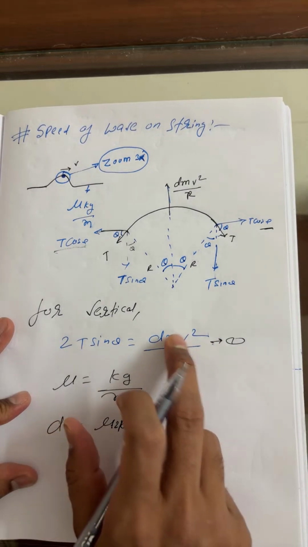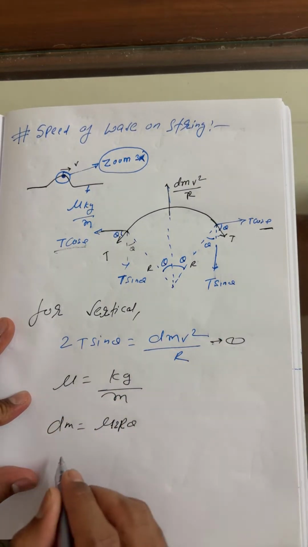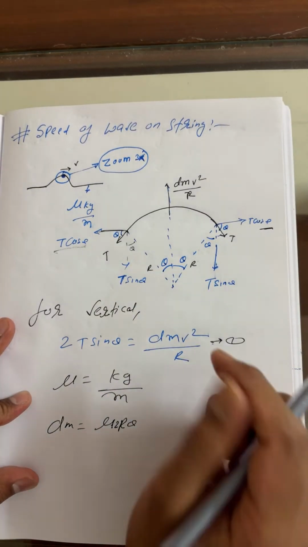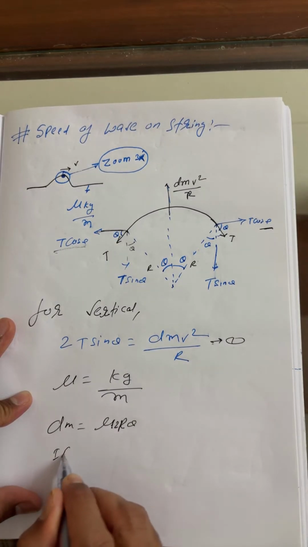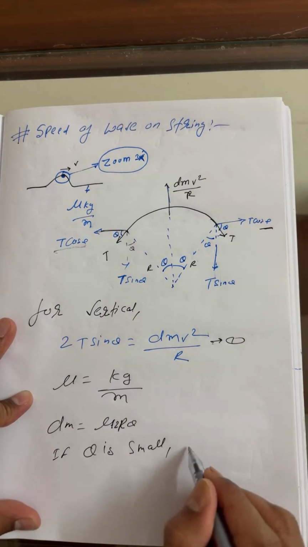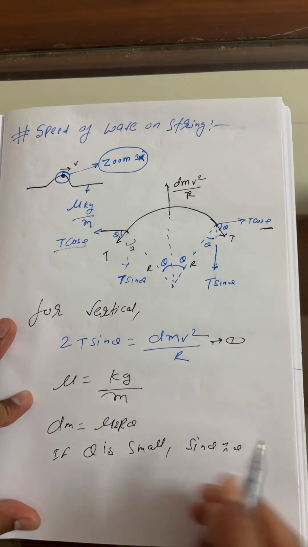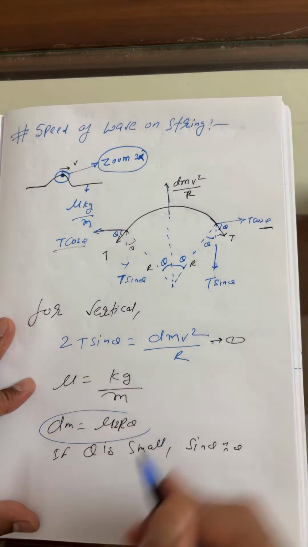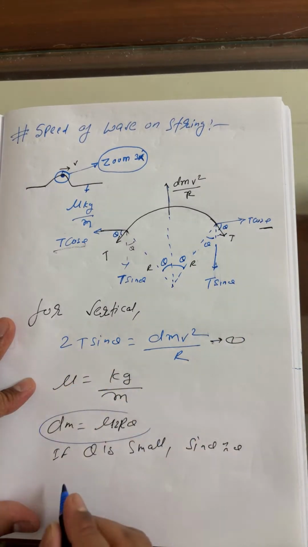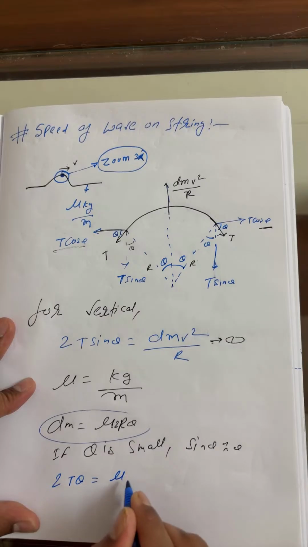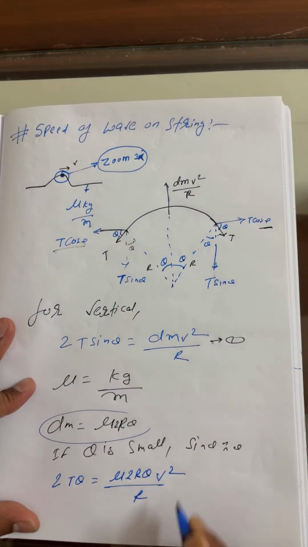This value of dm I can put in equation number 1. One more consideration to keep in mind: this theta is very small. I hope all of you remember, if theta is small, then sine theta goes to theta. So fitting the value of dm in equation 1, we get 2T theta equals dm, that is mu times 2 R theta, upon R, into v square.